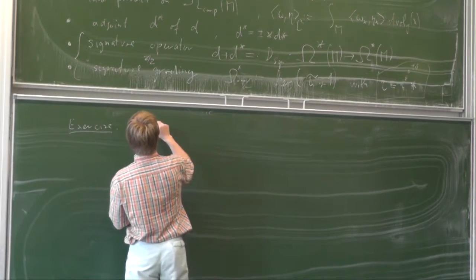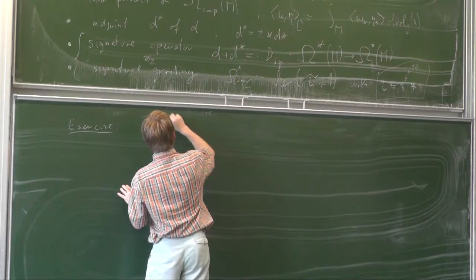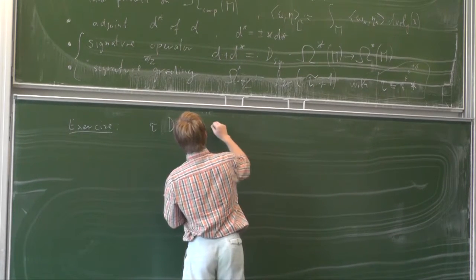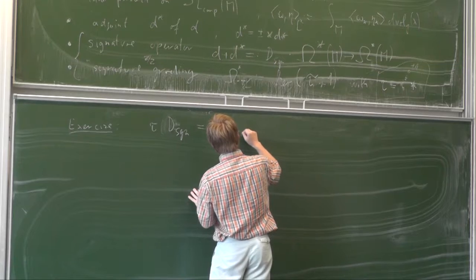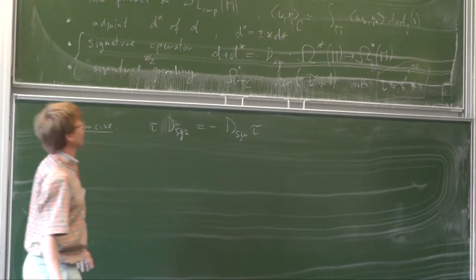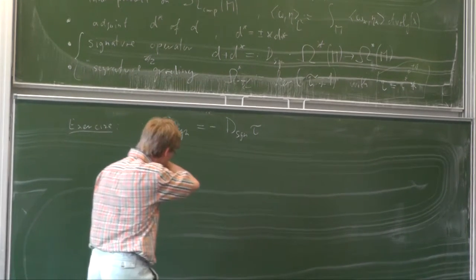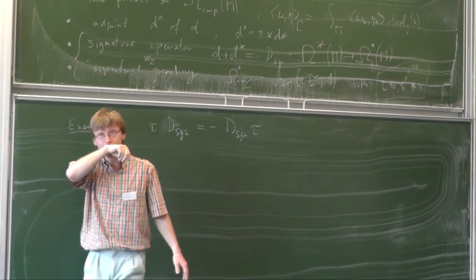Very easy one is that tau and the signature operator anti-commute: the commutator, or rather the anticommutator, of the signature grading operator and the signature operator itself is zero. So you are always assuming that the dimension is even?